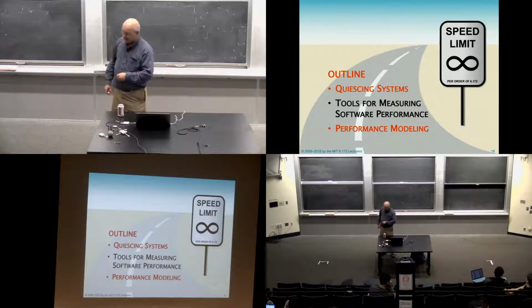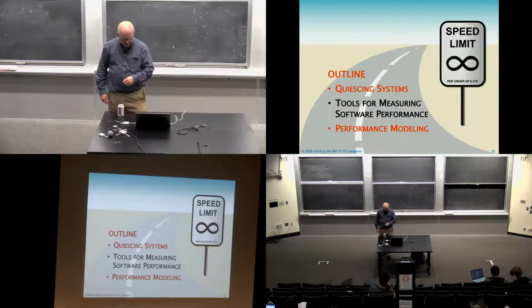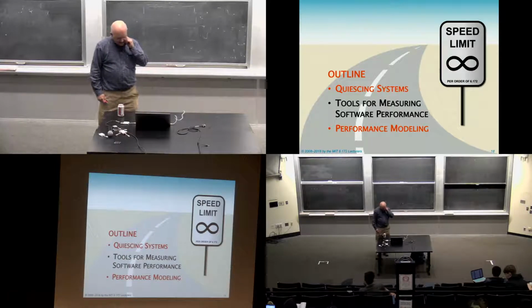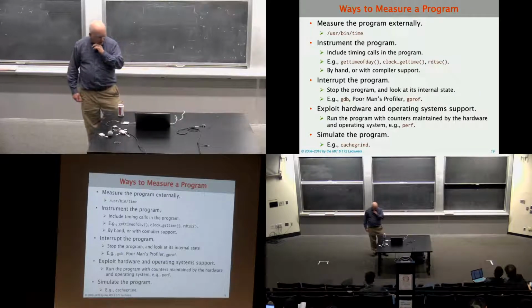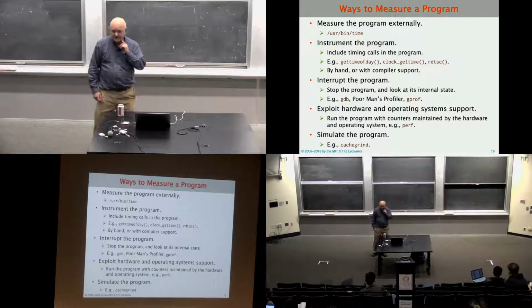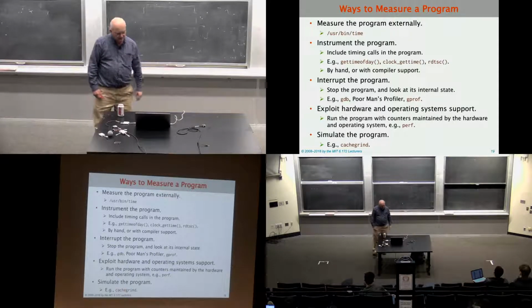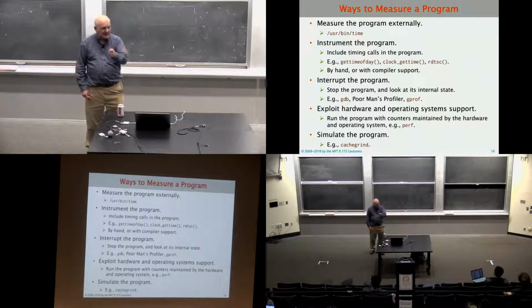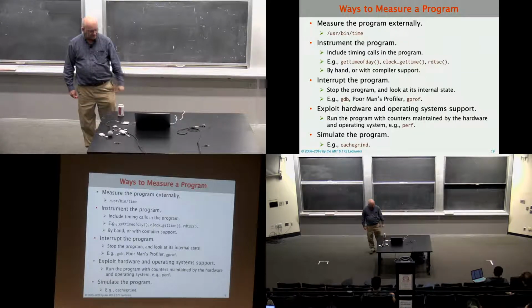We talked about quiescing. Now let's talk a little bit about tools for measuring software performance. So I did a little thinking, and I figured that there's actually about 5 different ways I know of measuring the performance of a program. So one is you can measure the program externally. You can run the time command. If you say time and then give a shell command, it will run the shell command and then tell you at the end how long it took.